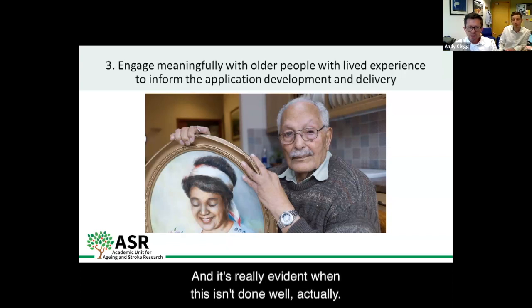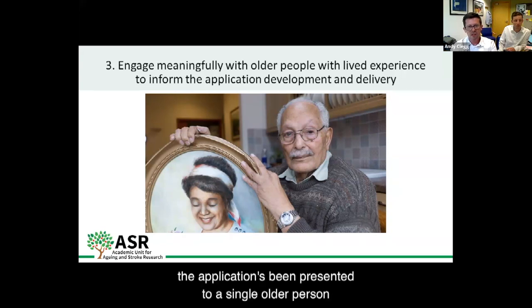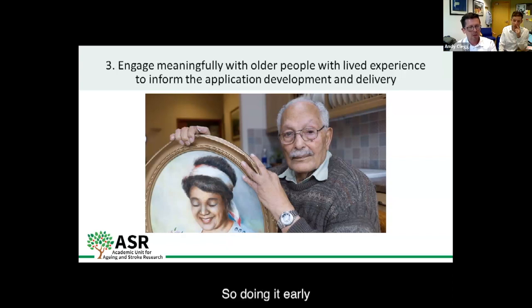And it's really evident when this isn't done well. You can tell from an application where it's been a late thought to involve older people, and maybe the application's been presented to a single older person who said that they agree with all the research questions and the lines of travel throughout the research application. It's quite evident when you're reviewing an application or as part of the panel when that happens. So doing it early and doing it widely with older people is important.